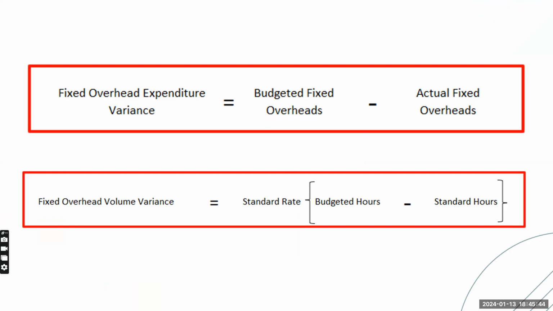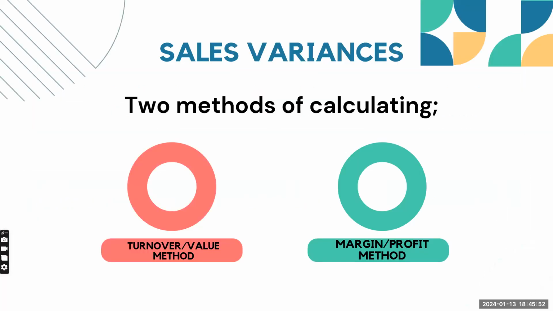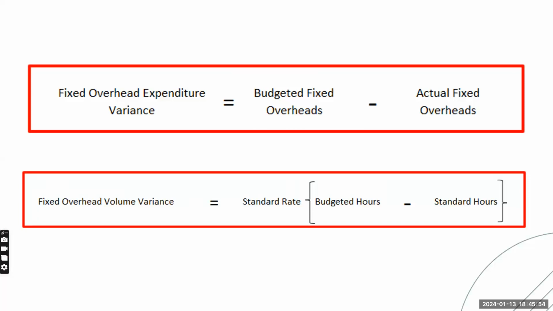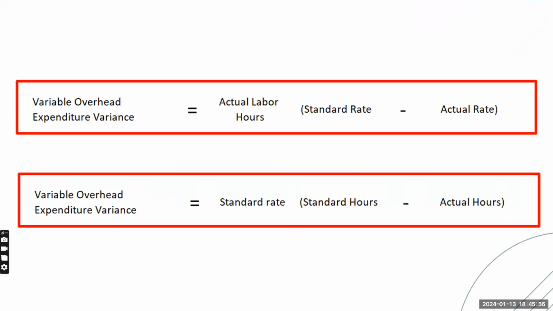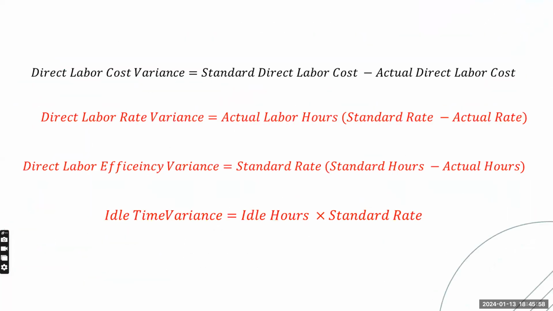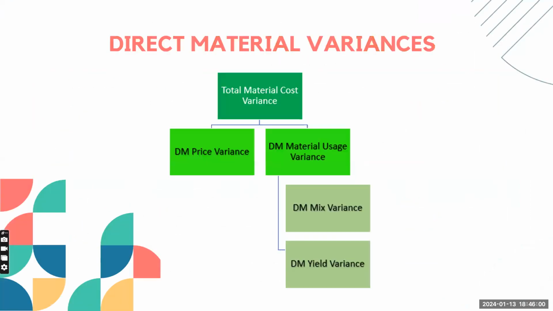Volume variance means change in the hours, right? So we hold the fixed overhead rate constant, and we change the hours. Okay. So are you all clear with these variances? So if I take you back to our summary, you can see.